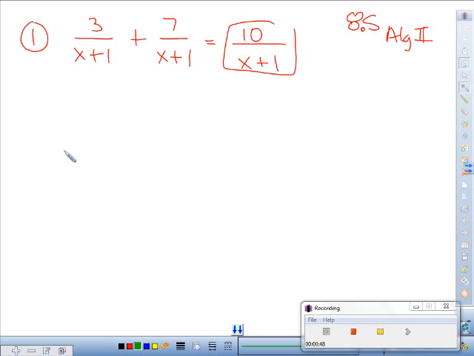So here's another one. Remember, when you're adding fractions, the denominators need to be the same. So if you had something like this one, again, because it's addition, you're going to look and go, I need a common denominator.